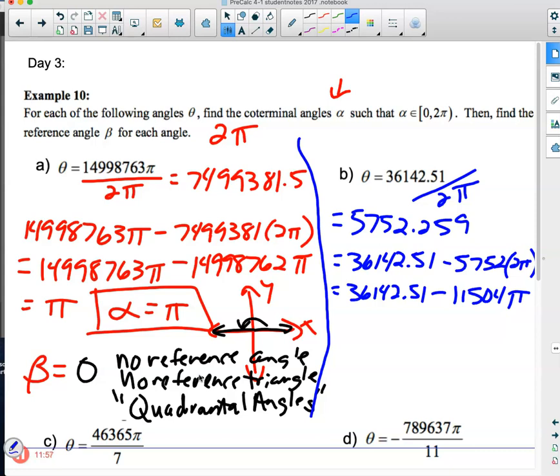And then we'll go ahead and do the subtraction with the calculator. So 36,142.51 minus parentheses 11,504 times pi, parentheses, and enter. And to 3 decimal places, we have 1.628. So that's our coterminal, alpha.